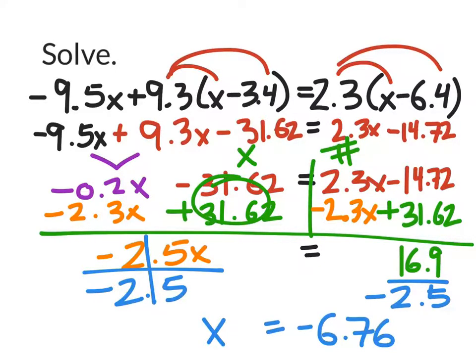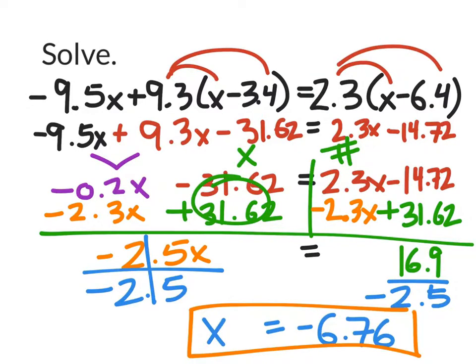I'm going to check it in the calculator, and I'm going to put parentheses and everything. You see those buttons above the 8 and 9? That's the parentheses buttons. Negative 9.5x, but x now is negative 6.76, plus 9.3 parentheses x, but x is now negative 6.76, minus 3.4, close parentheses, equals, I get negative 30.268. So I'm going to try the other side and see if that works. 2.3 parentheses x, but again, x is now negative 6.76, minus 6.4, close parentheses, boom. Same answer, negative 30.268. So now I know for sure that x equals negative 6.76 is the solution.